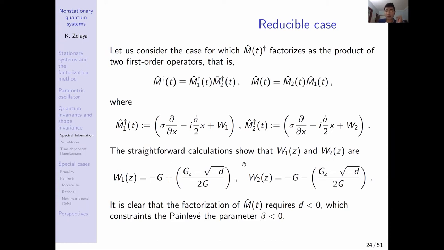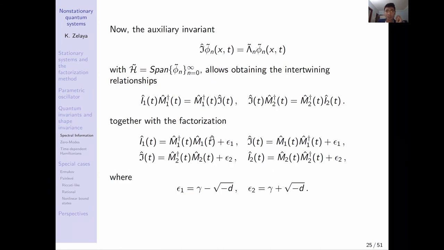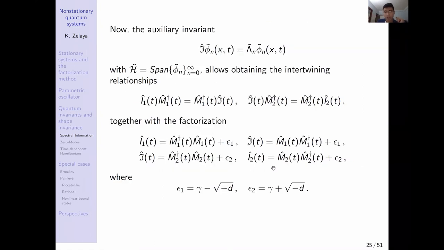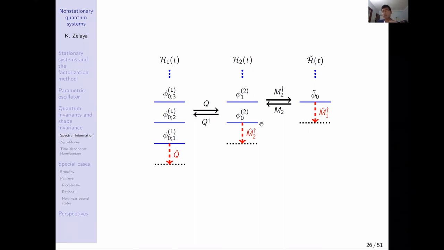It's not so relevant to introduce all the intermediate calculations. The important point here is that we can introduce a second auxiliary quantum invariant. In this way, we can find the spectral problem for I1 just by using simple mappings given by M1 dagger, M2 dagger and Q dagger. To summarize all this procedure, we can take this diagram. All these equations involving M1, M2, Q, and so on are pretty much summarized in this diagram.